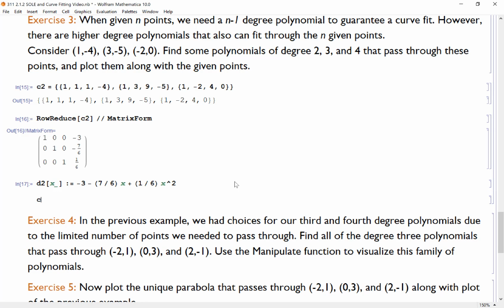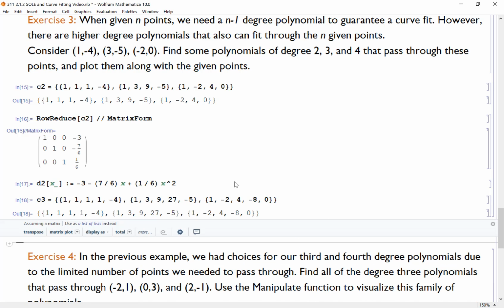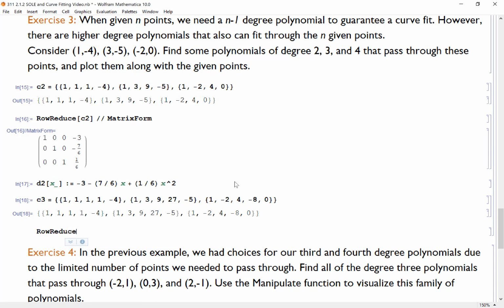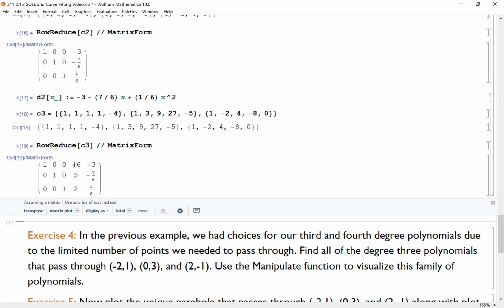Now let's do the same thing with the others. So we have C3, and the only difference now is I have 1 in the first, 1 squared, 1 cubed equals -4, because C3 is a cubic polynomial that we're seeking out. 1, 3, 9, 3 cubed equals -5. 1, -2, -2 squared, -2 cubed equals 0. And we do the same thing. I will reduce that, and now we get non-unique solutions.